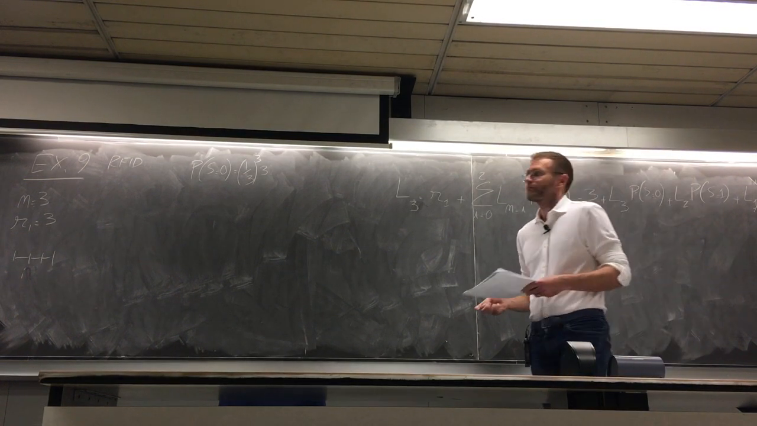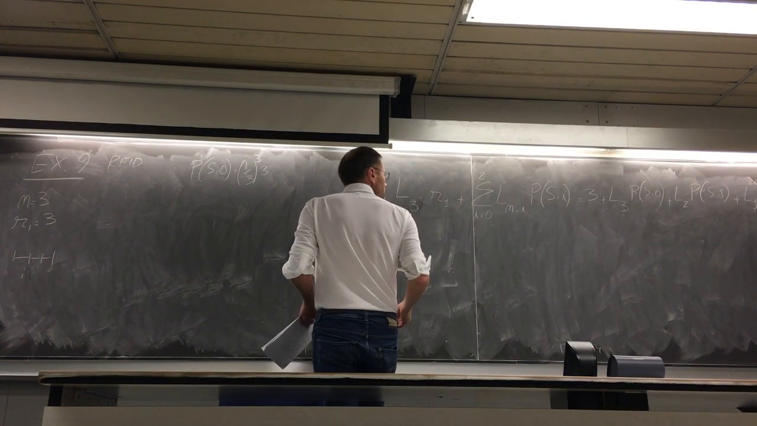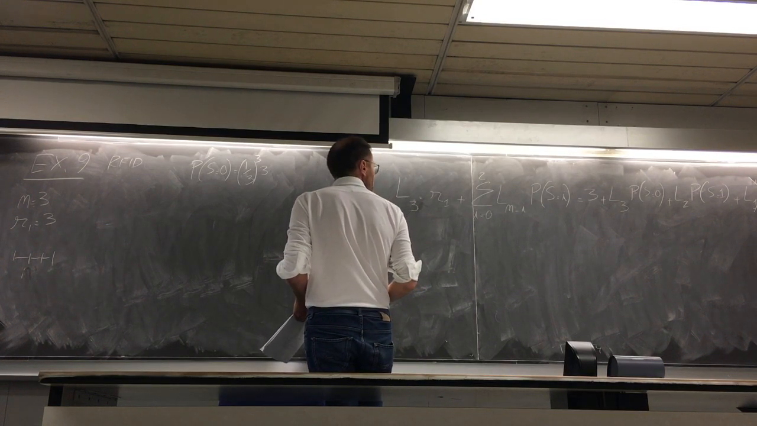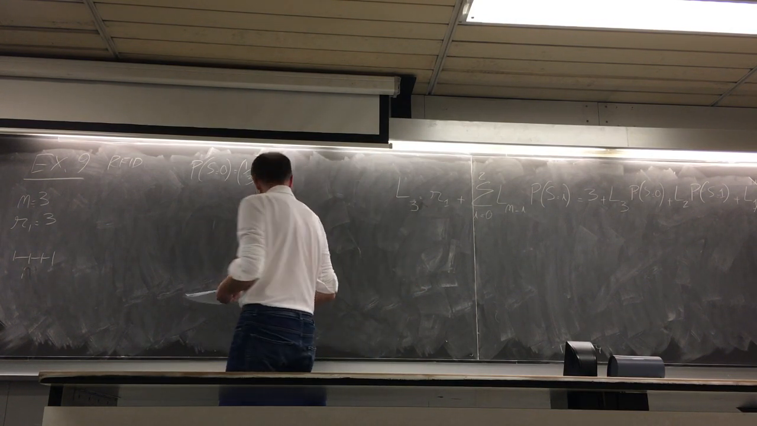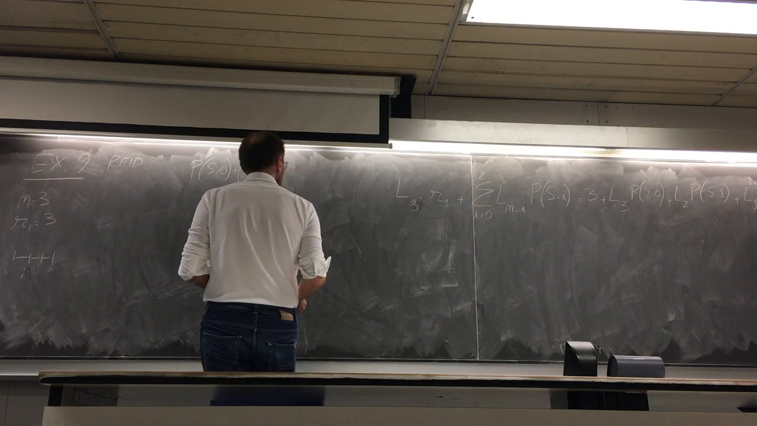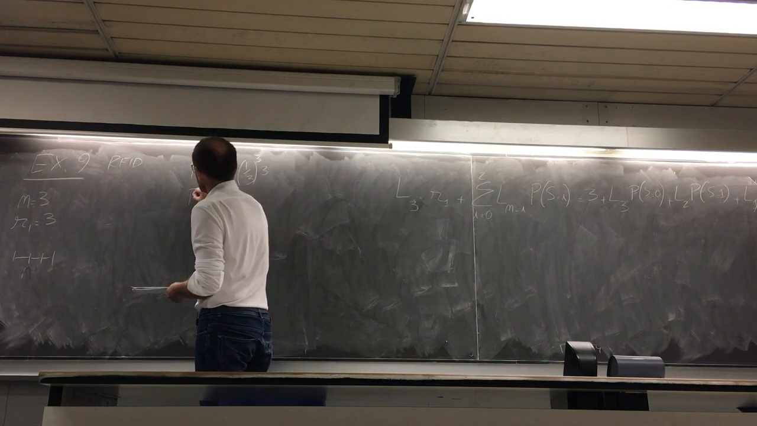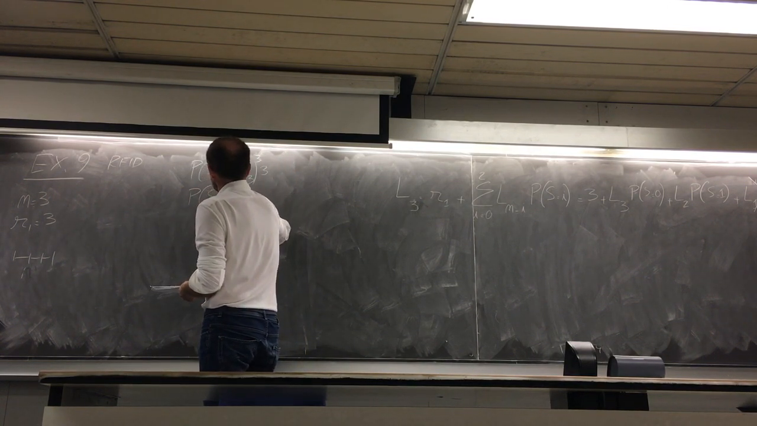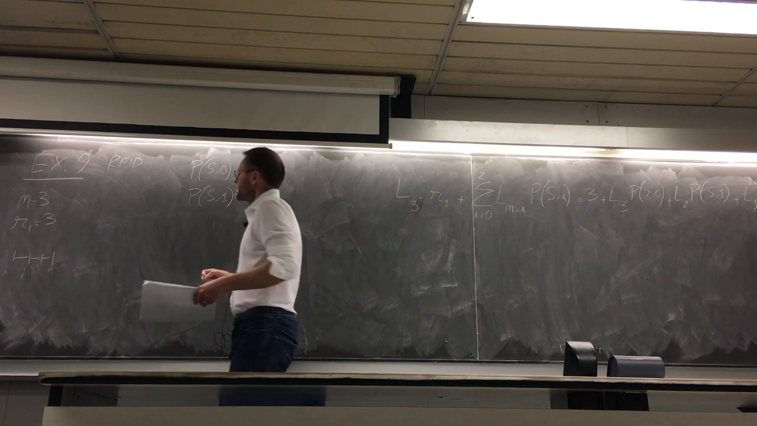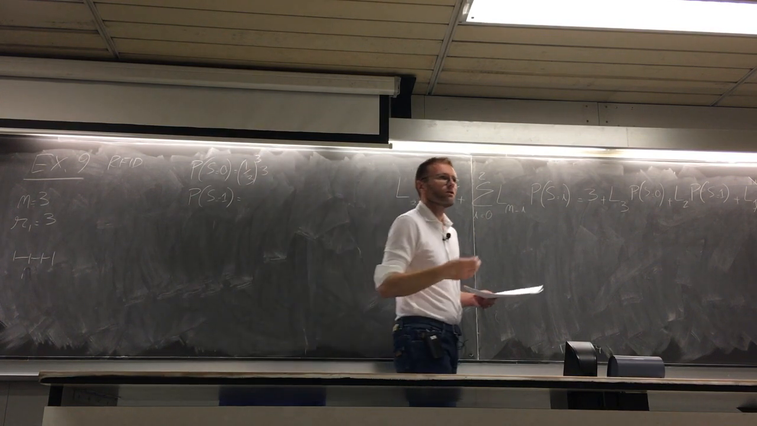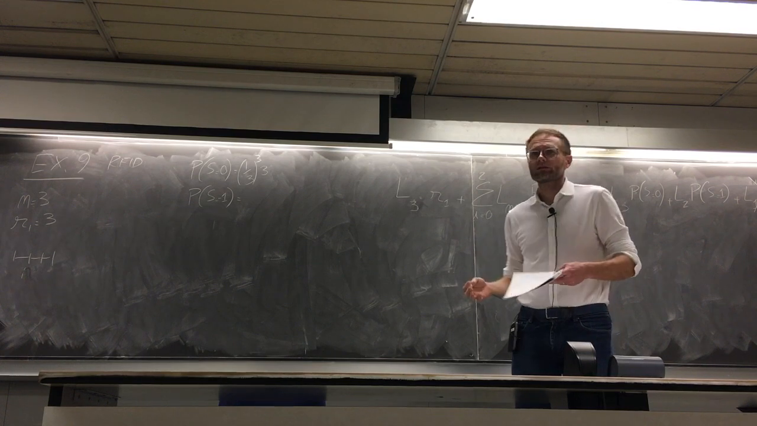You agree? Okay, that's PS0. What do we need to find? Let's find PS1. PS equal to 1: probability that only one of the 3 goes through. How much is it?